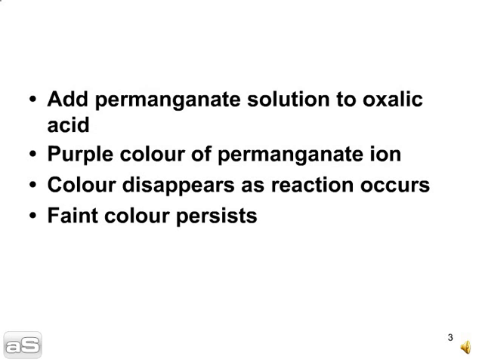Then we slowly add the potassium permanganate solution to the oxalic acid. Now the purple color of the permanganate ion will disappear as the reaction occurs. We continue the addition until a faint color persists. This will indicate that all the oxalic acid has reacted with the permanganate ion.